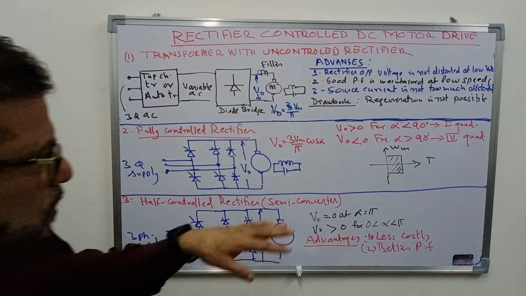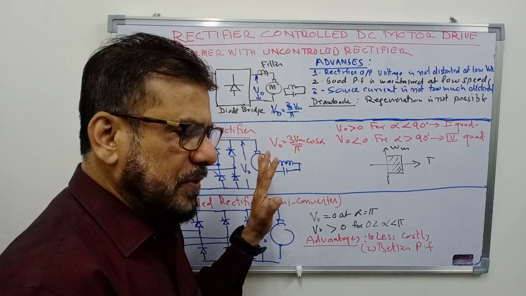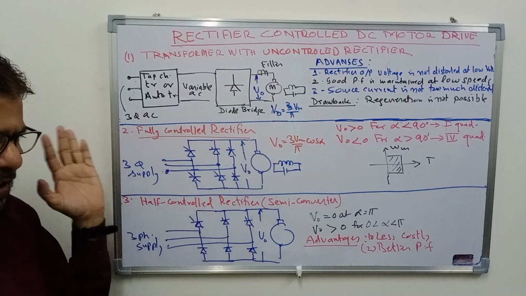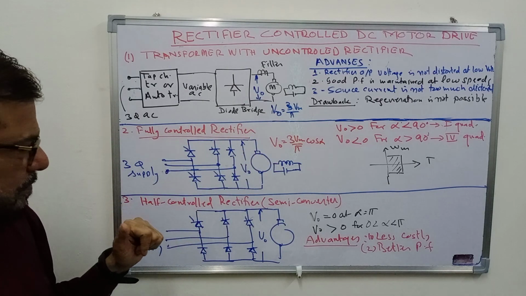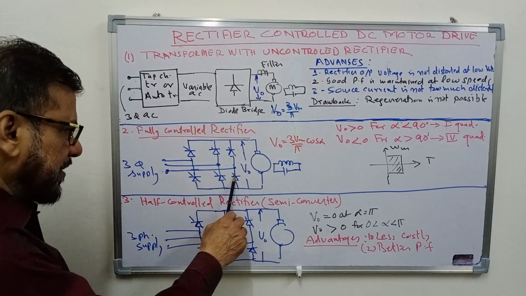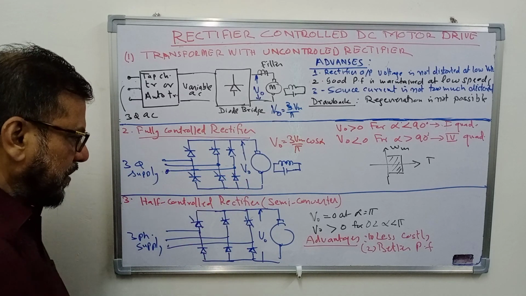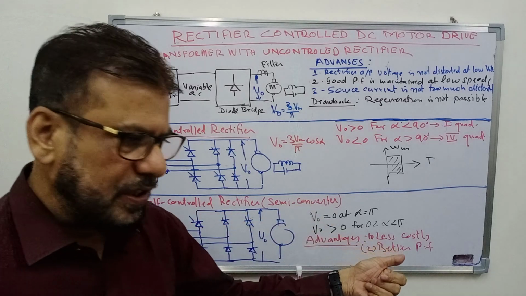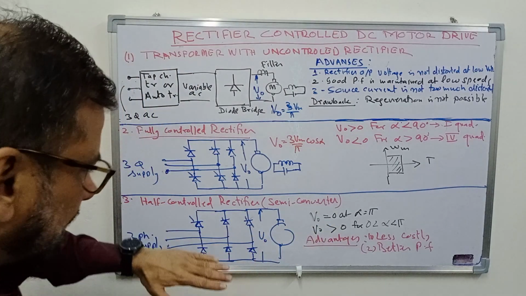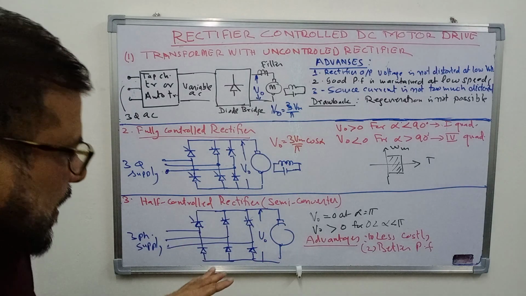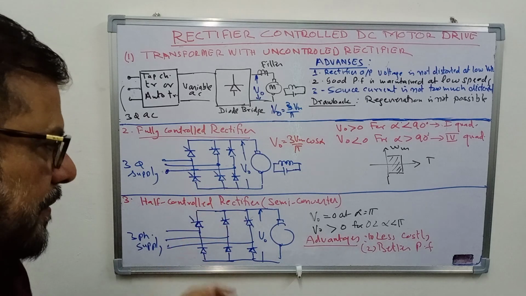Now sometimes we don't want the output voltage to become negative, and we don't want the power to flow in the reverse direction. In that case, we can replace the three thyristors here by three diodes, or you can use a half control rectifier or semi converter. This will reduce the cost of the drive, and also it will improve the power factor.